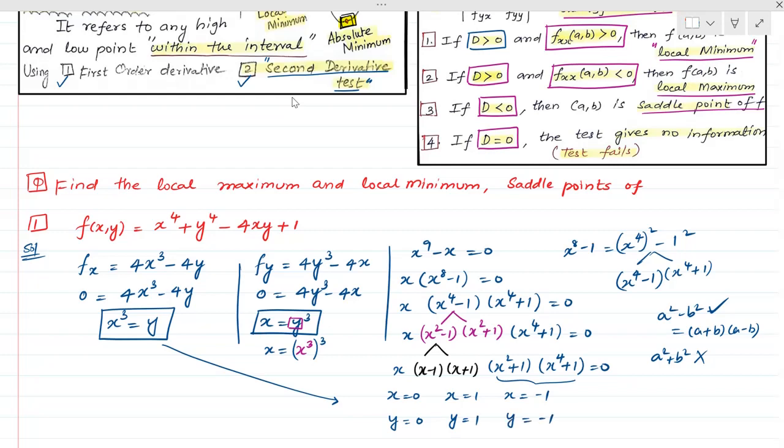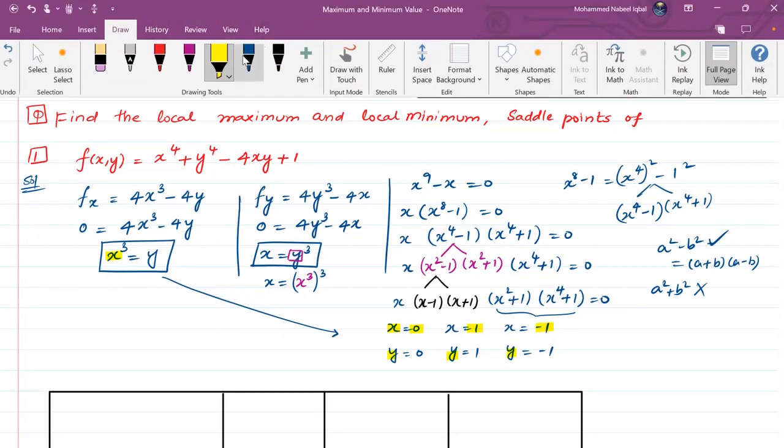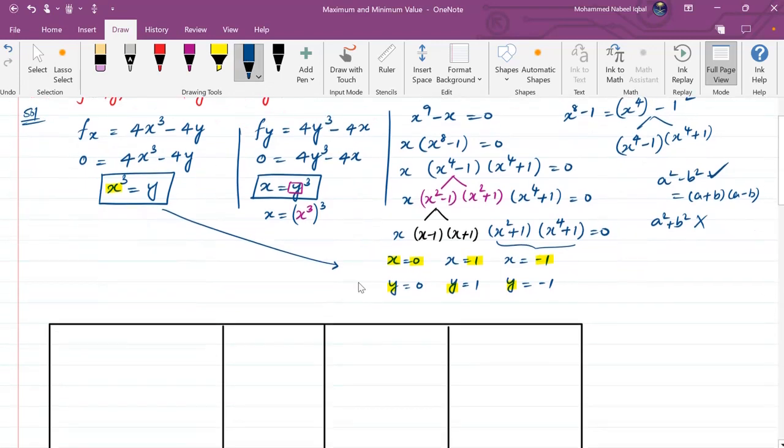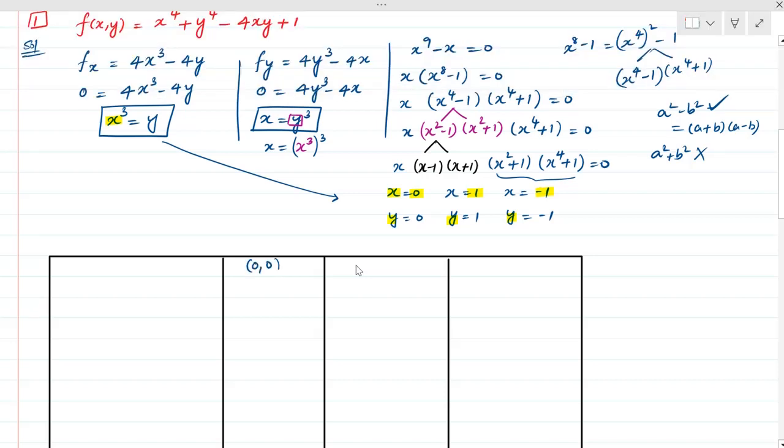So when I substitute the x value here, you will get the y value. So this is what we will take. So you will get the 3 points. What are the points here? We have 0 comma 0, 1 comma 1 and minus 1 comma minus 1. So in order to calculate the D, I will follow this uniform procedure for all the problems. First, I will take the point 0 comma 0. The next point 1 comma 1. The next point minus 1 comma minus 1.